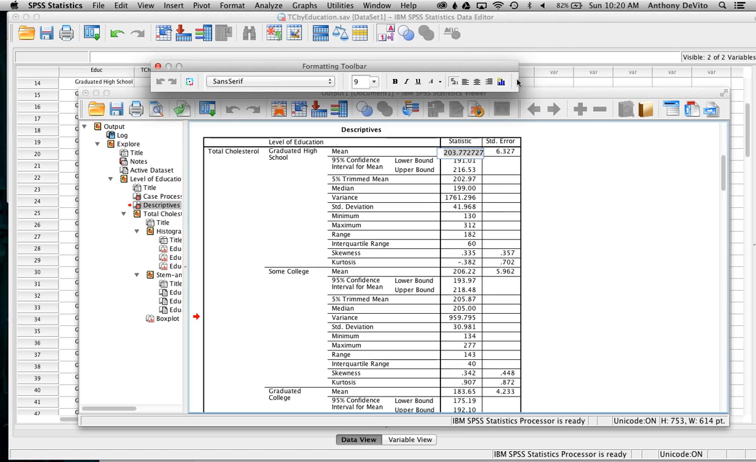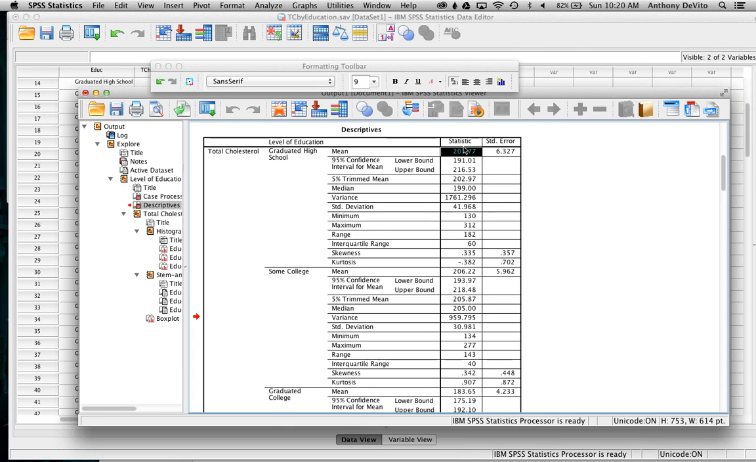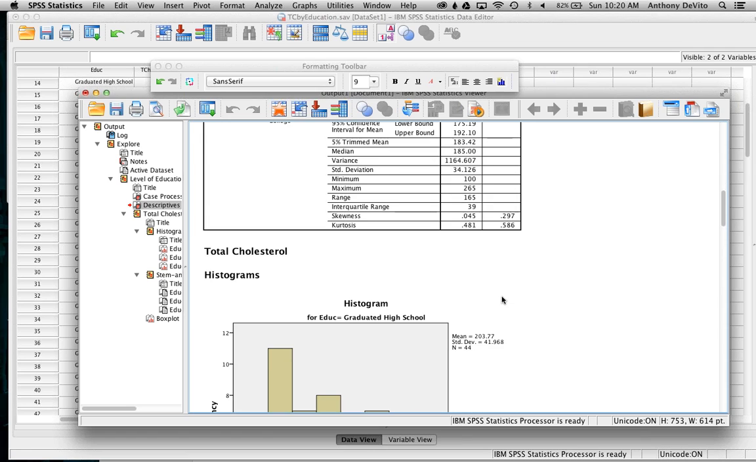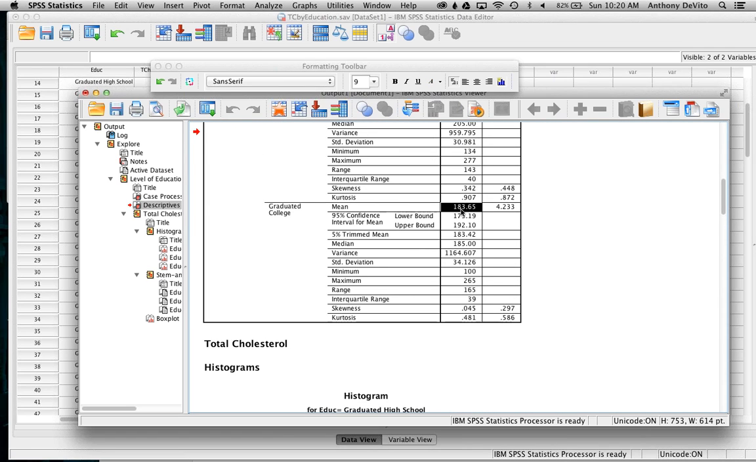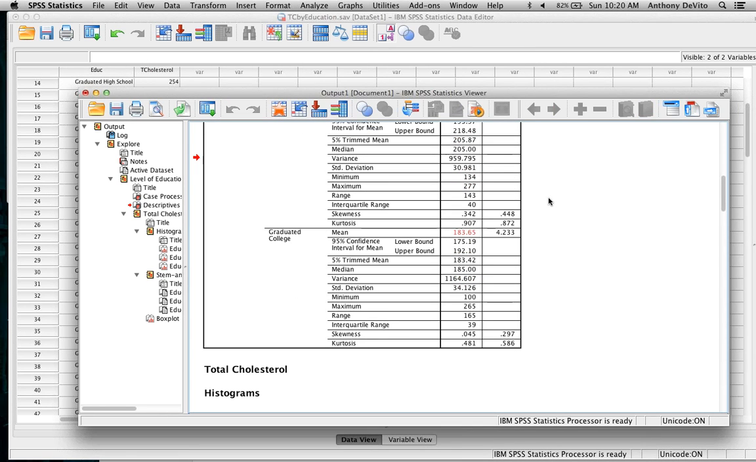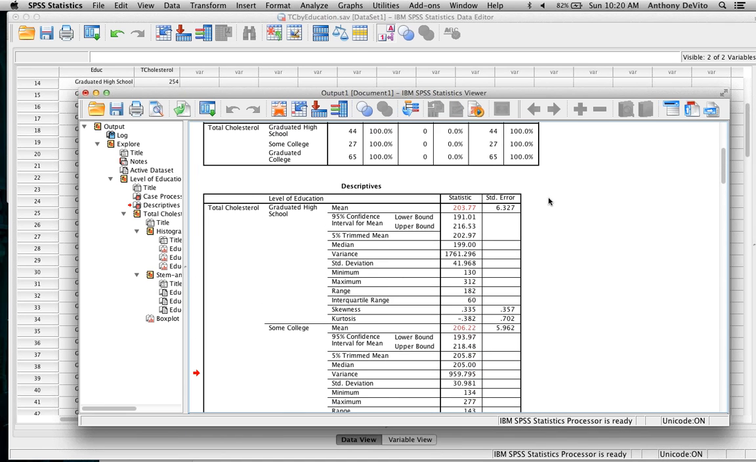Formatting toolbar. Not sure why I don't see it. Maybe it's in here. Here we go. If I click down on that little bar, I can tell I want to make that red. Let's see if it worked. Sure did. Okay, I can do the same thing here. And I can do the same thing here since I want to highlight that data in this chart. Okay, so now that's highlighted, so I know that's the data that I'm really interested in.